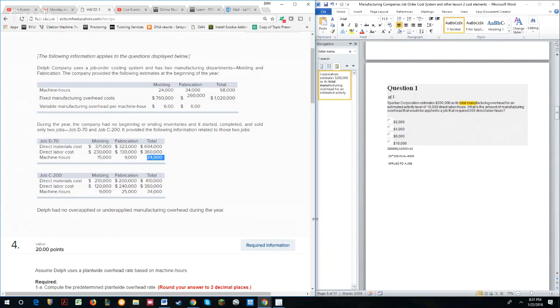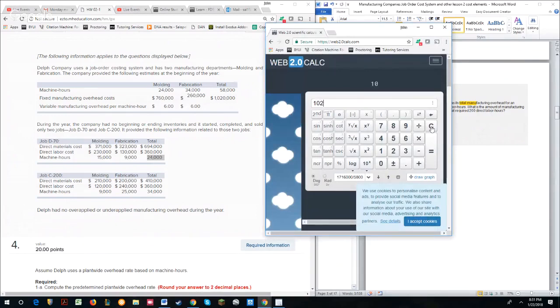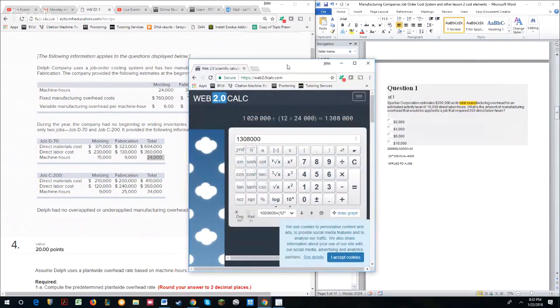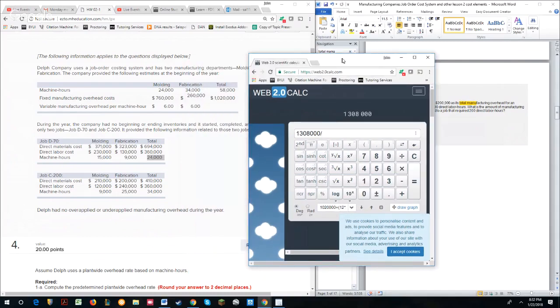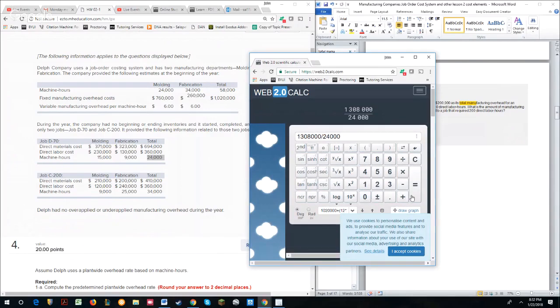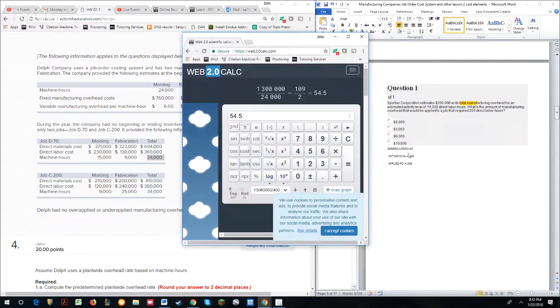So let's take that first. The total manufacturing hours. So we got 1.020 plus 12 times 24,000. So 1.308. Then take that divided by the direct labor hours or the machine hours. And then I times that by the job.